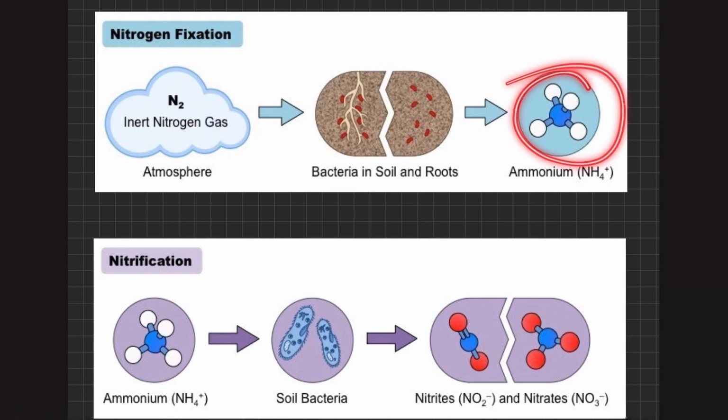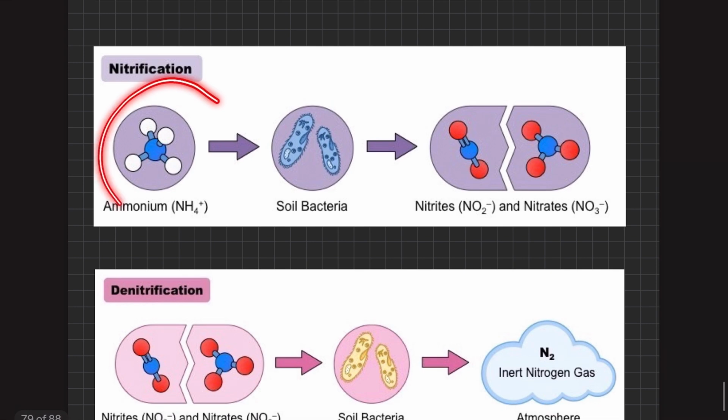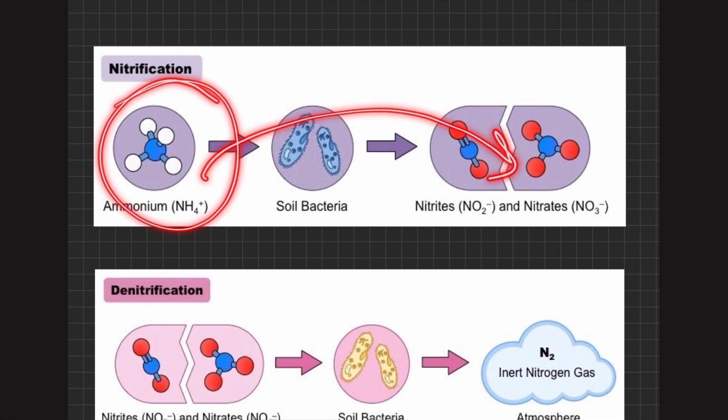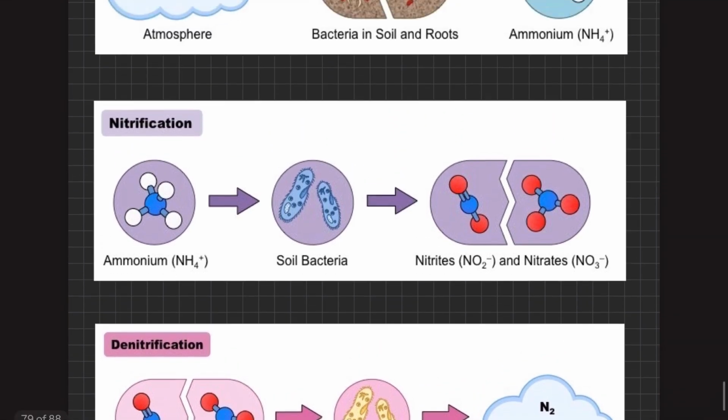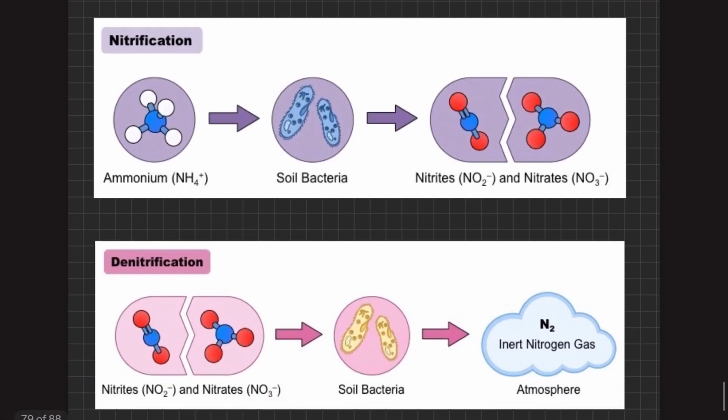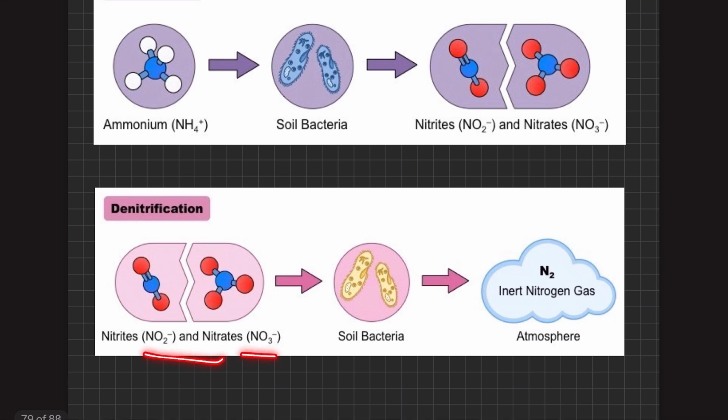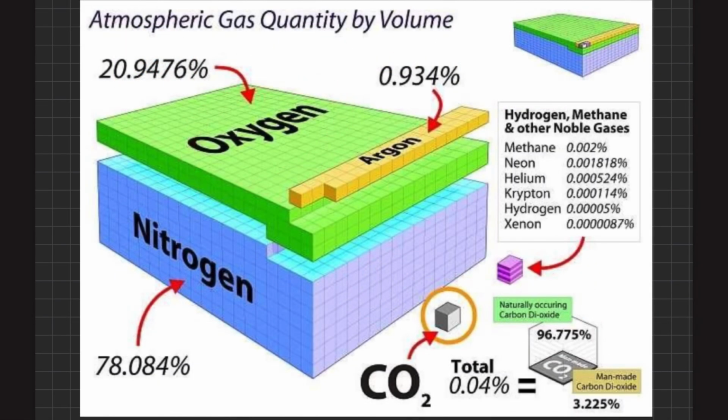In the first step, ammonium ion is formed, and in the second step of nitrification, this ammonium is further converted into nitrites and nitrates. Then there is a third step, denitrification, in which these nitrites and nitrates are converted back into the atmosphere. So this is the nitrogen cycle, and the process of converting nitrites and nitrates back into inert atmospheric nitrogen is called denitrification.